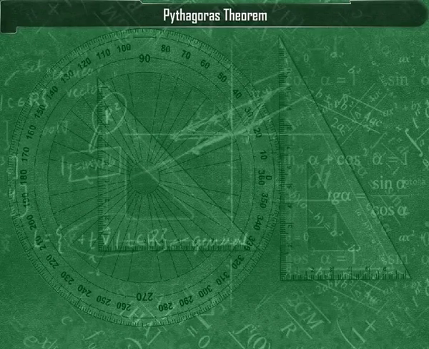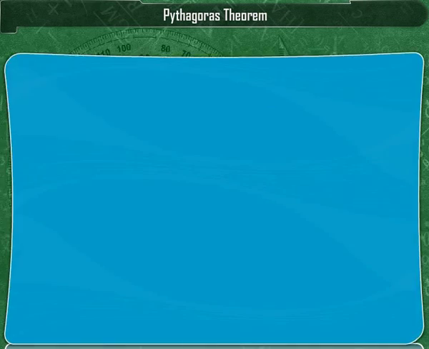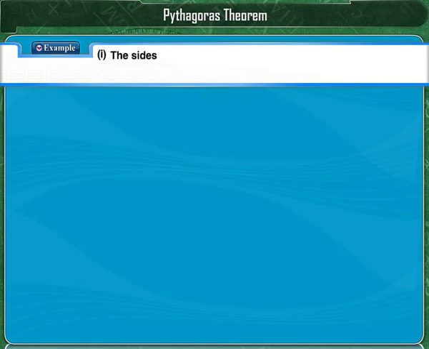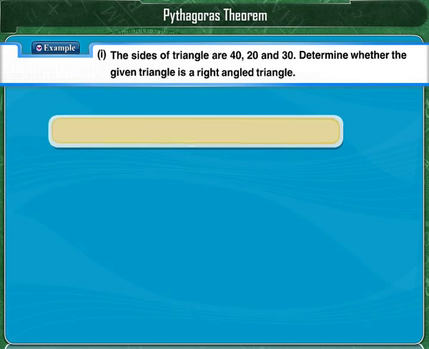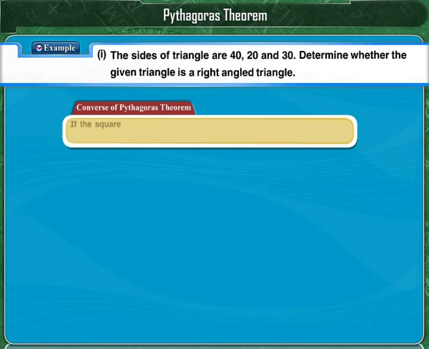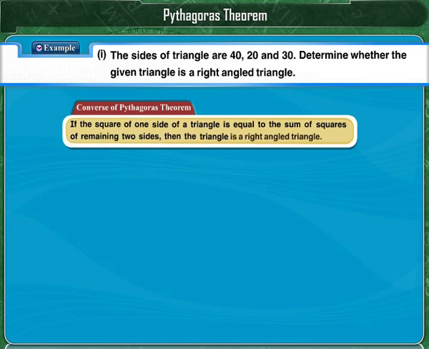Converse of Pythagoras theorem is used to determine whether the given triangles are right-angled triangles. Example: the sides of a triangle are 40, 20, and 30. Determine whether the triangle is a right-angled triangle. By converse of Pythagoras theorem, if the square of one side of a triangle is equal to the sum of squares of remaining two sides, then the triangle is a right-angled triangle. So let's find the squares of all the three sides and see if the sum of squares of any two sides is equal to the third side.